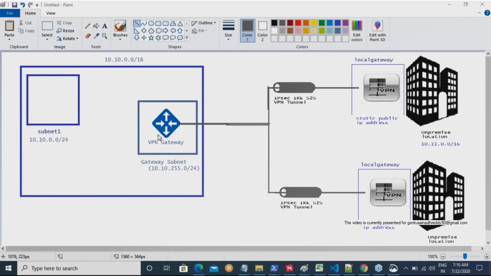BGP is Border Gateway Protocol, sir. BGP has nothing to do with BCP, Business Continuity Plan. No, Border Gateway Protocol, a networking protocol. Am I clear on audio at this moment?